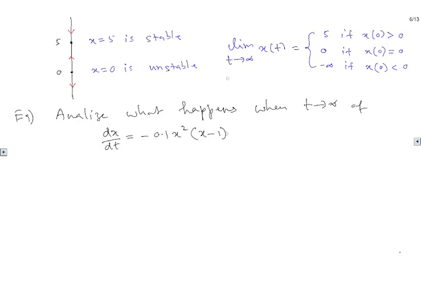So as before, what we can do is find the critical points. So we're going to set -0.1 x^2 (x - 1) equal to 0. It says that x equals 0 or x equals 1.